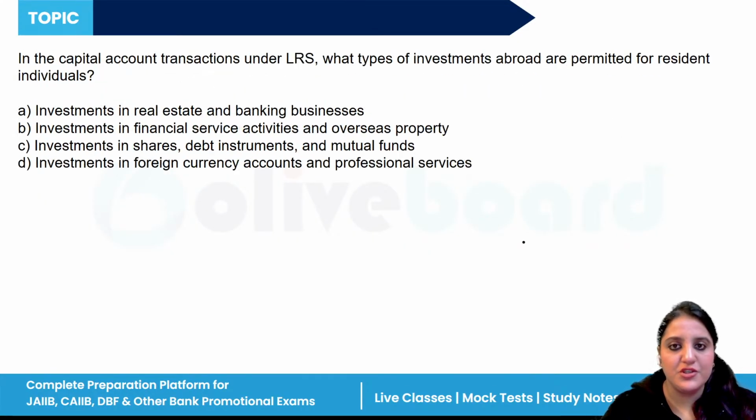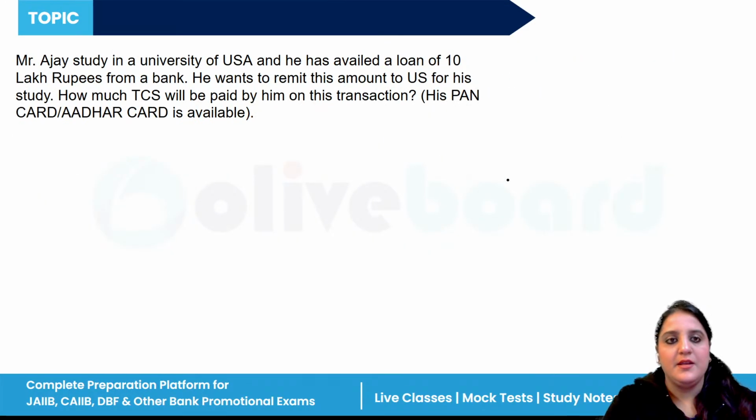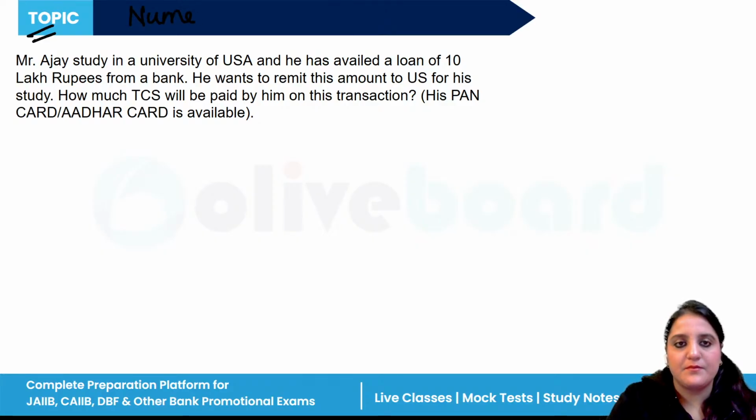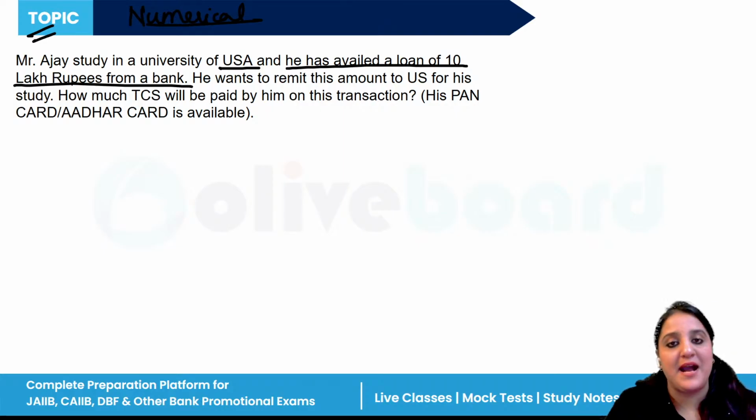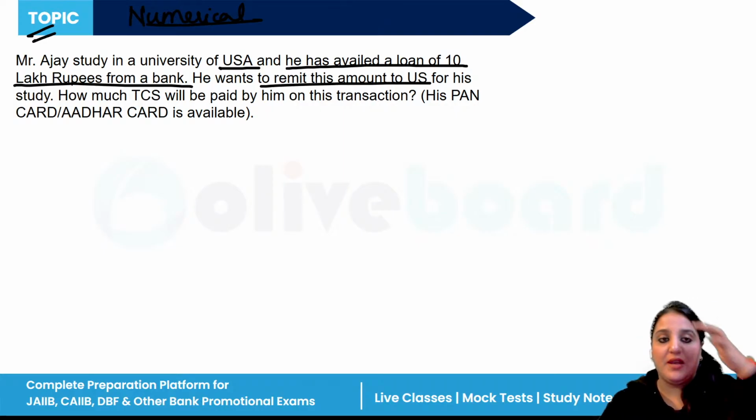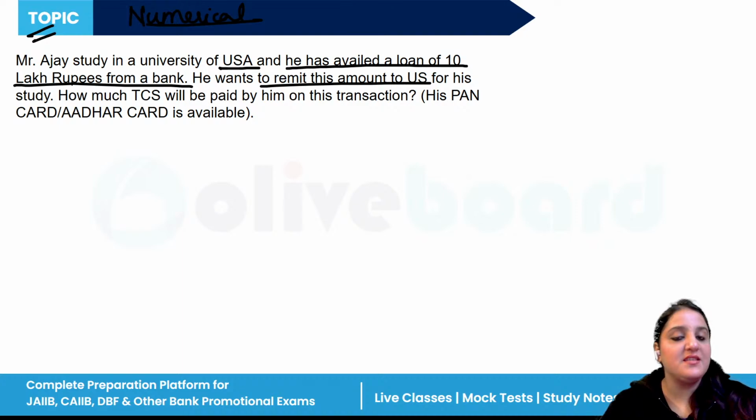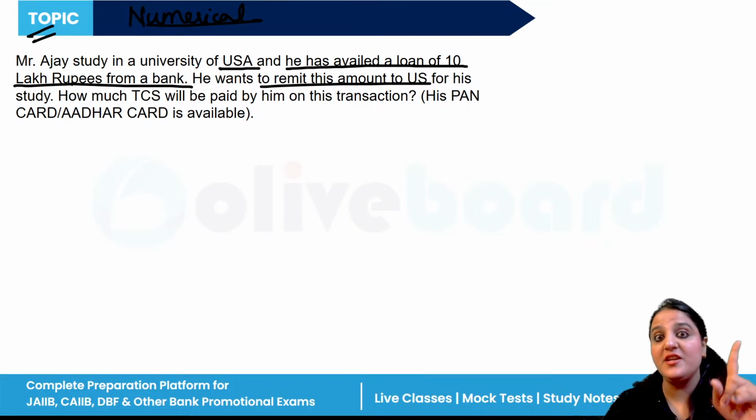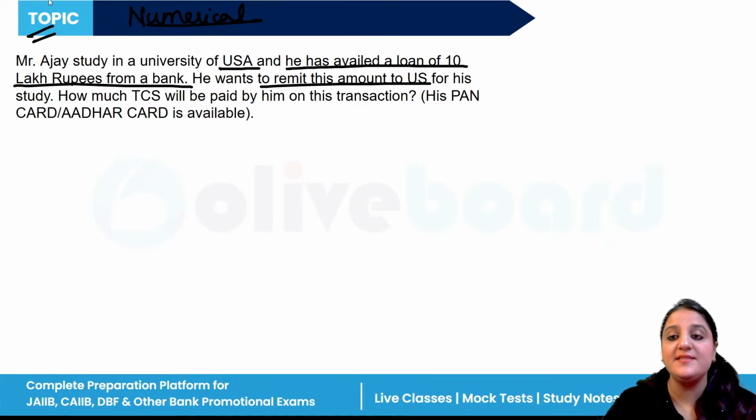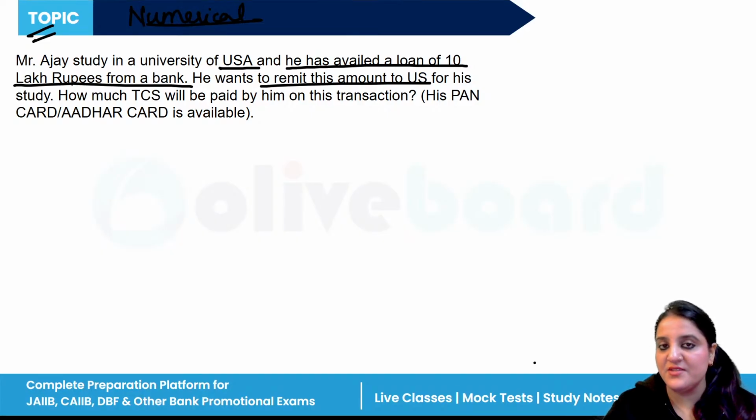Then first do this question. Yeah, this is the numerical. Mr. Ajay, who is studying in a university of USA, has availed a loan of 10 lakh rupees from a bank. He wants to remit the amount to the US for his study. So how much TCS will be paid by him on his transaction if his PAN card and Aadhaar card are available? If you know the answer, kindly give it in the chat box. How much TCS will be deducted here?